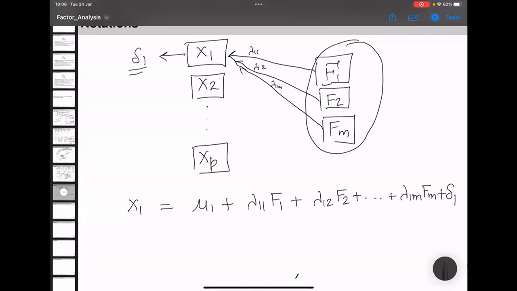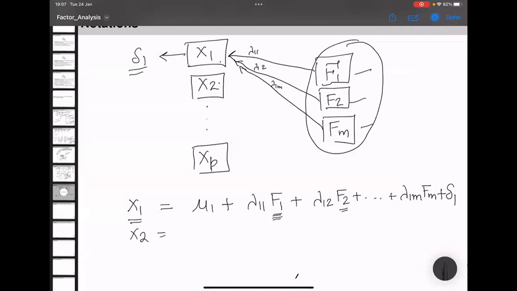Okay. So again, these x1, x2 are the marks of the student, and f1, f2, fm are the abilities of the student, mathematical ability, or his analytical ability, like this. These are unobservable. What I did: for the marks of mathematics, how much this ability is contributing in getting marks in mathematics, how much another ability is contributing to getting marks in mathematics, like this. So this is what the mathematical equation is.